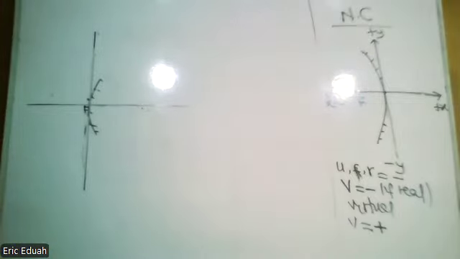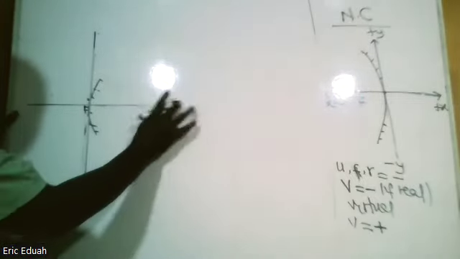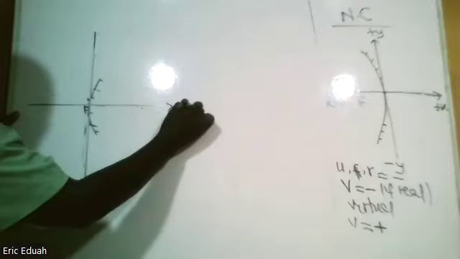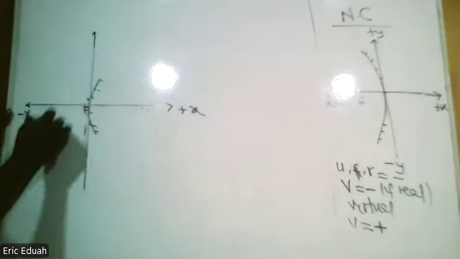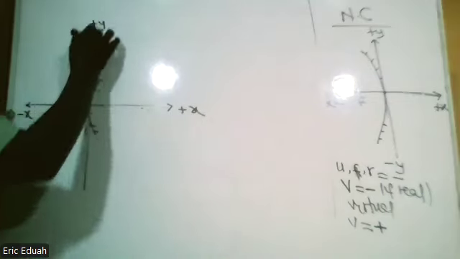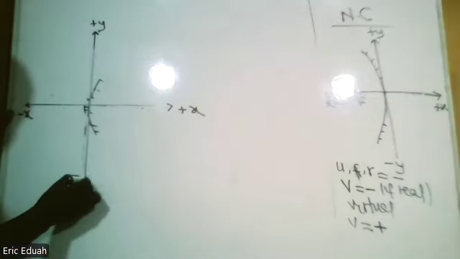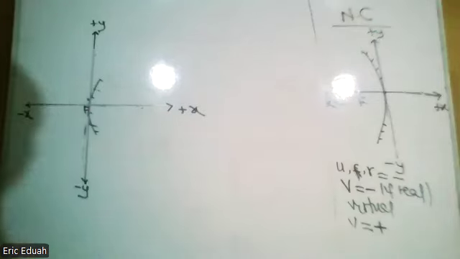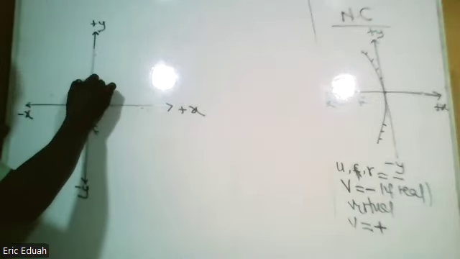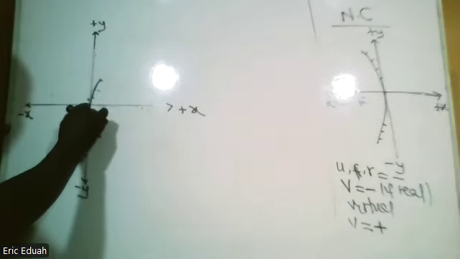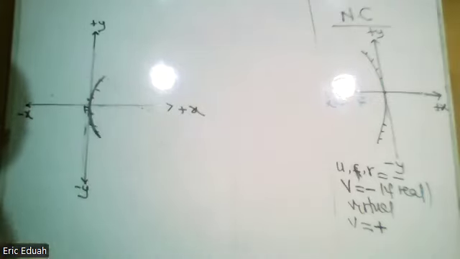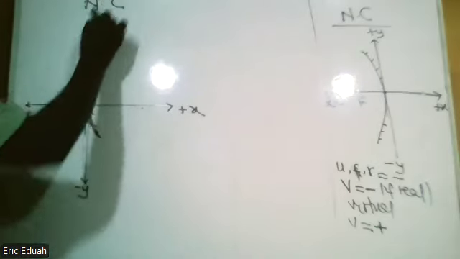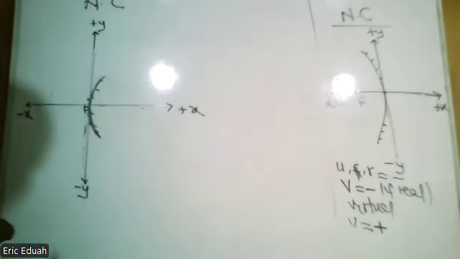New Cartesian is the x-y axis. So we have positive x, negative x, positive y, negative y. For the New Cartesian convention, any measurement in front of the mirror is negative. Any measurement behind the mirror is positive.